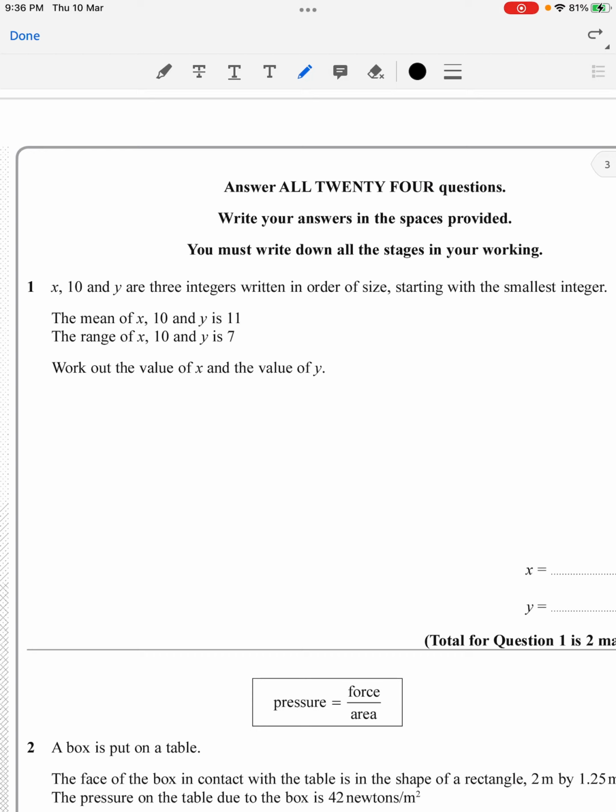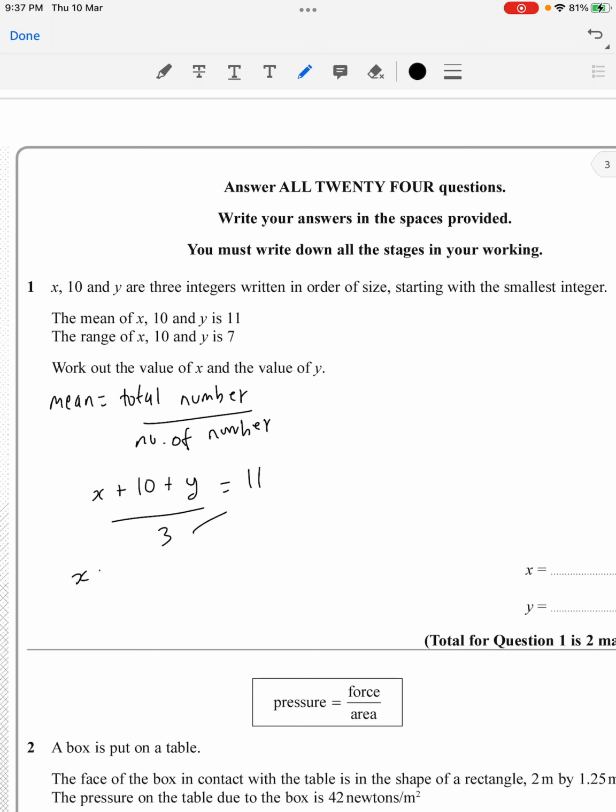So we know that the mean of x, 10, and y is 11, right? So we can use the formula for mean. The formula for mean is the total or sum of the observations divided by the number of observations, or the number of numbers that are in the list. So for the mean, we know that the mean of x, 10, and y is 11. So we can state that x plus 10 plus y, all divided by 3, because there are 3 of them, is equal to 11. We can do it in that way and form an equation.